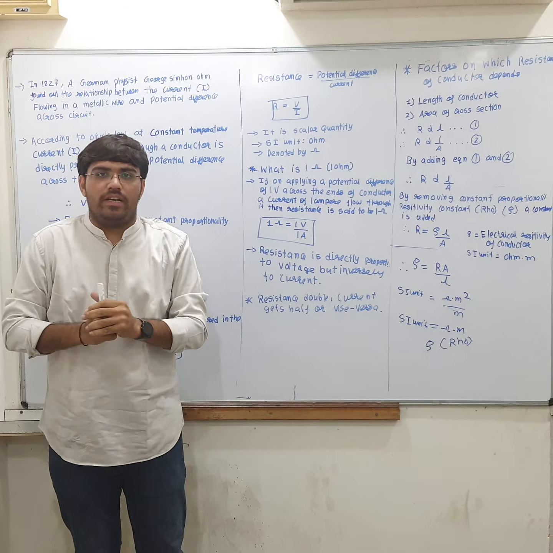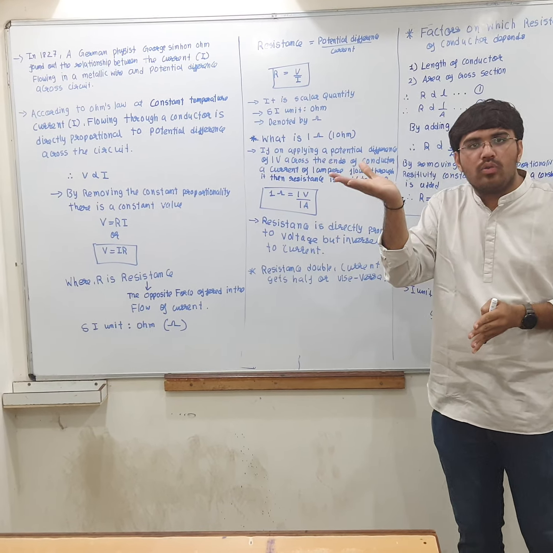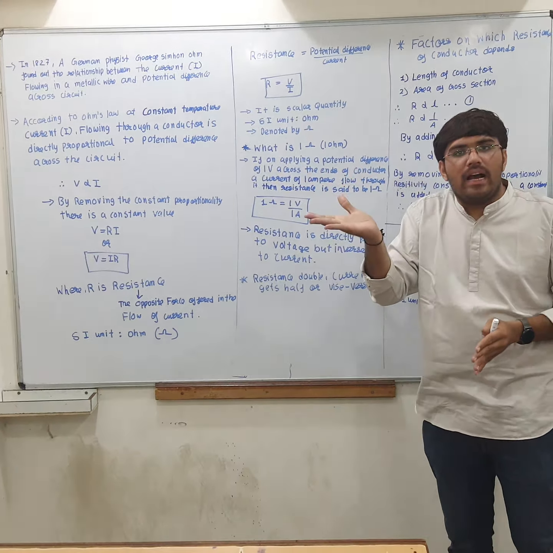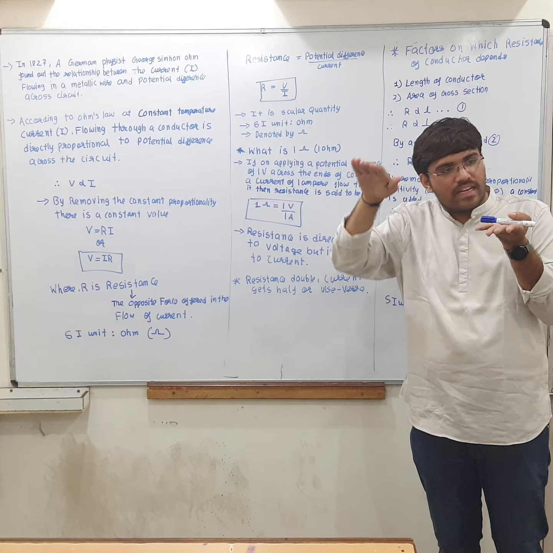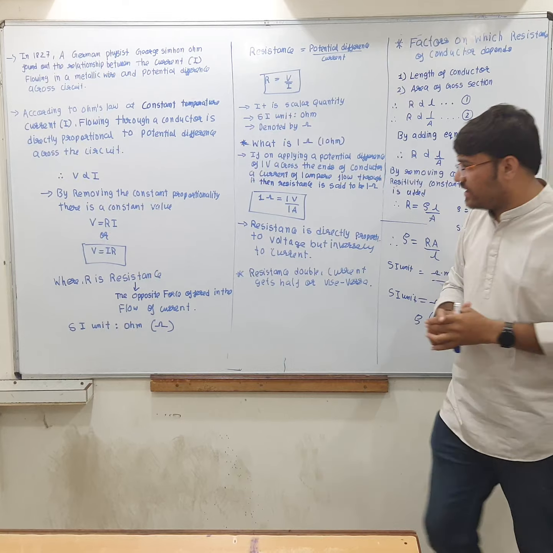So here resistance is directly proportional to the voltage but inversely proportional to the current. That means the more the potential difference increases, the more the resistance increases. And current is inversely proportional to the resistance. That means if current increases, resistance decreases. If resistance increases, current decreases. So they are in an inverse relationship.